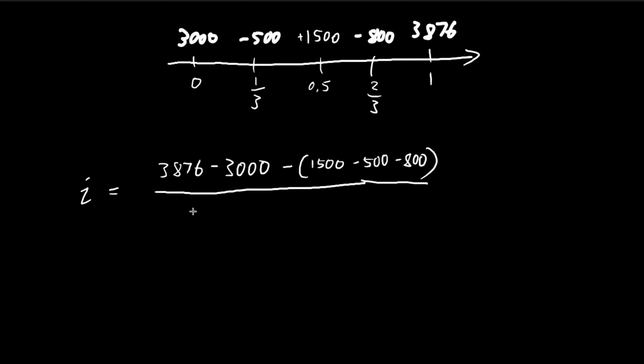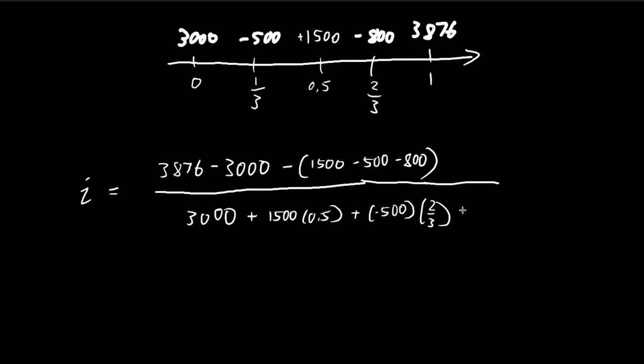And then for the denominator, we have the initial amount, 3,000, plus the cash flow multiplied by 1 minus the time that they occurred. So let's start off with 1,500, and then 1 minus the time that they occurred. So 1 minus 0.5 is just 0.5, and then plus negative 500 times 1 minus the time that it occurs. So 1 minus 1/3, that's 2/3, and then plus negative 800, 1 minus 2/3, and that's just 1/3.